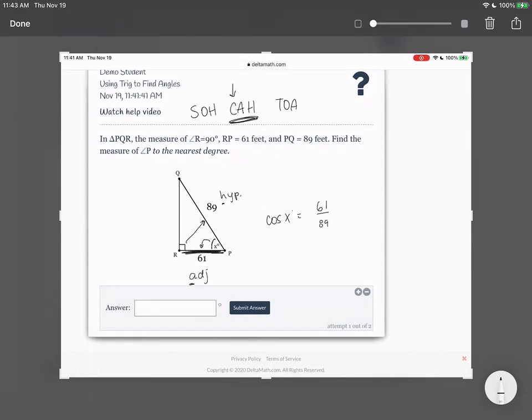And then from here, I don't know how else you would type this, so I'll just say it. We're going to do the cosine inverse of 61 over 89, and that will give us our x value. So before I type in cosine inverse of 61 over 89, does anybody have a question on how we got to here? Let's go enter this in.